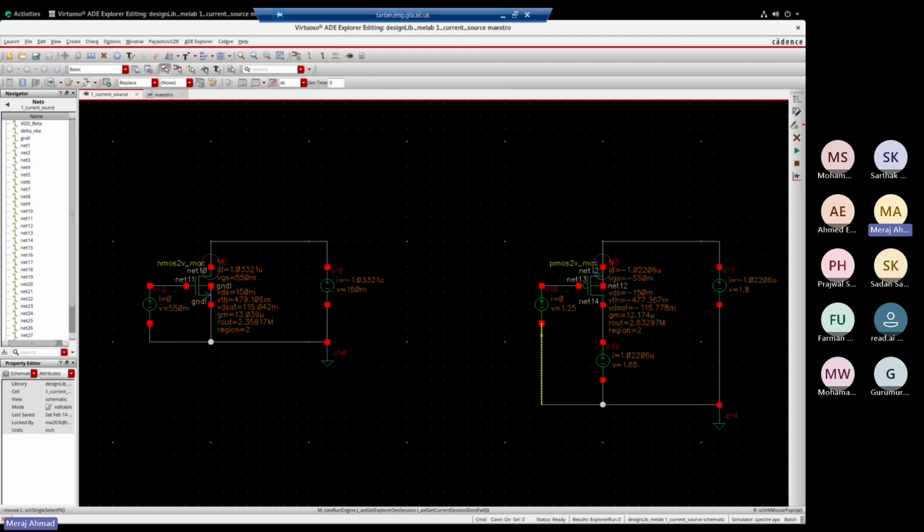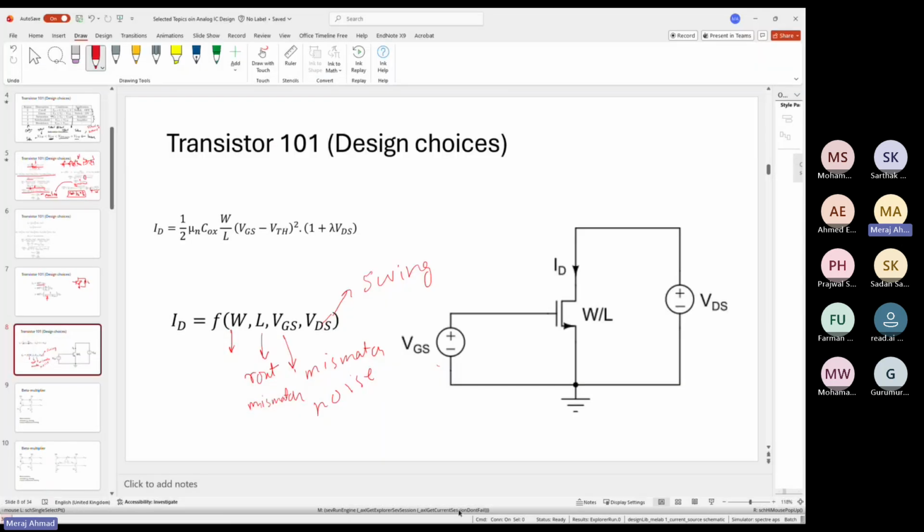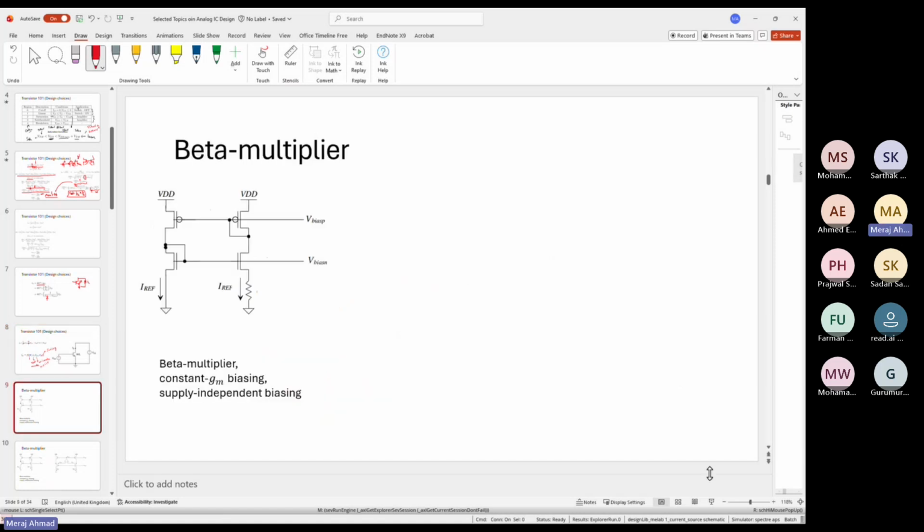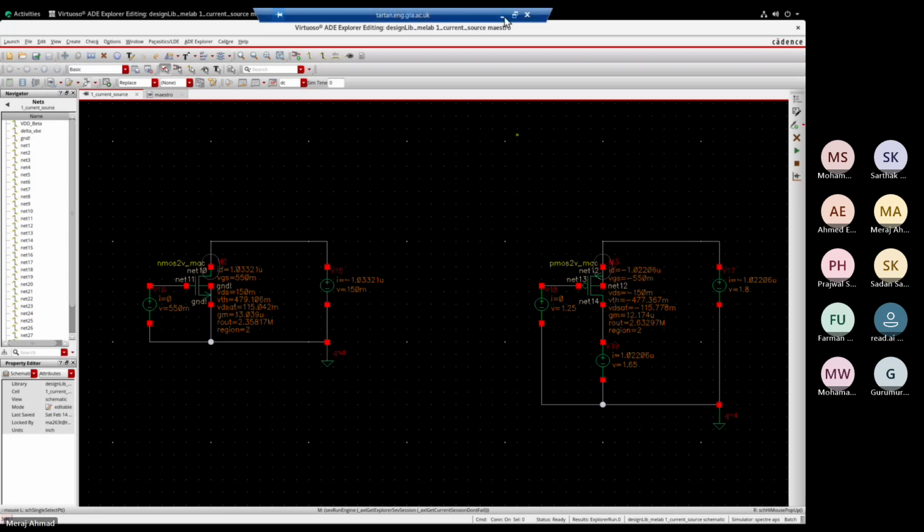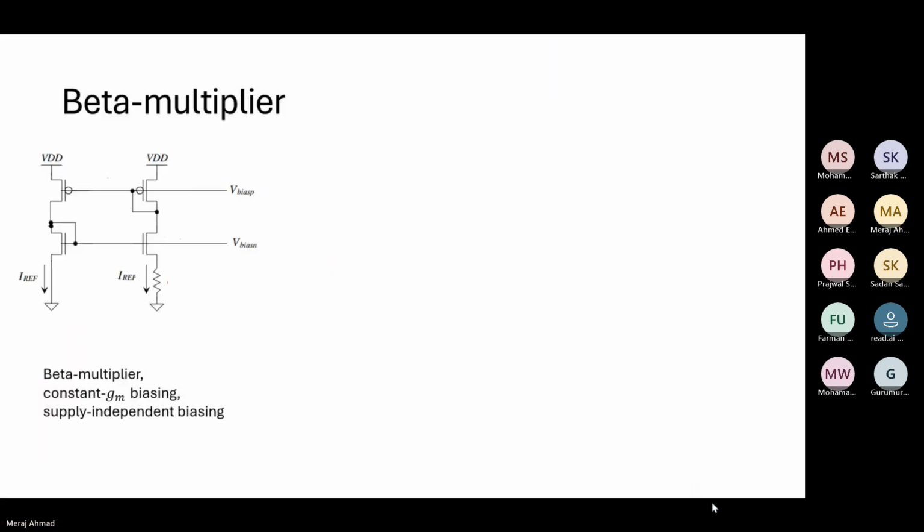So then we will move back again. So this is how I can design a current source. Now the thing is how you use it in a real chip. For that, we need a beta multiplier. Can anyone tell why we use a beta multiplier?